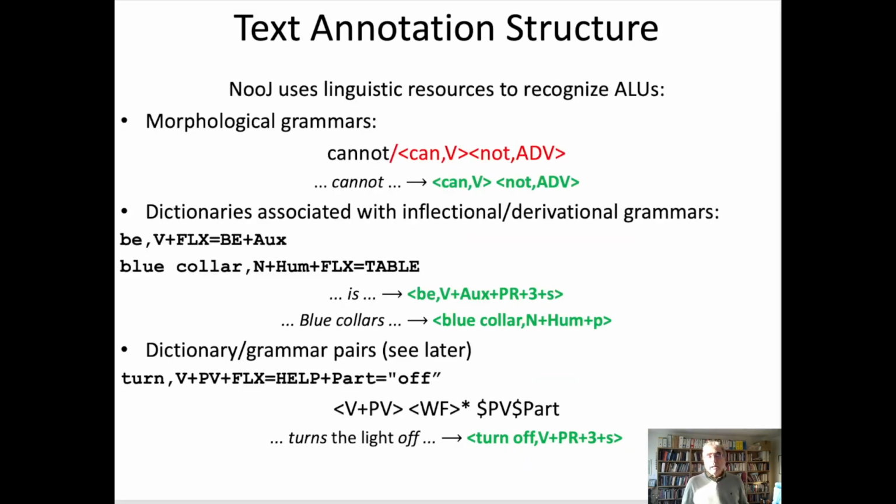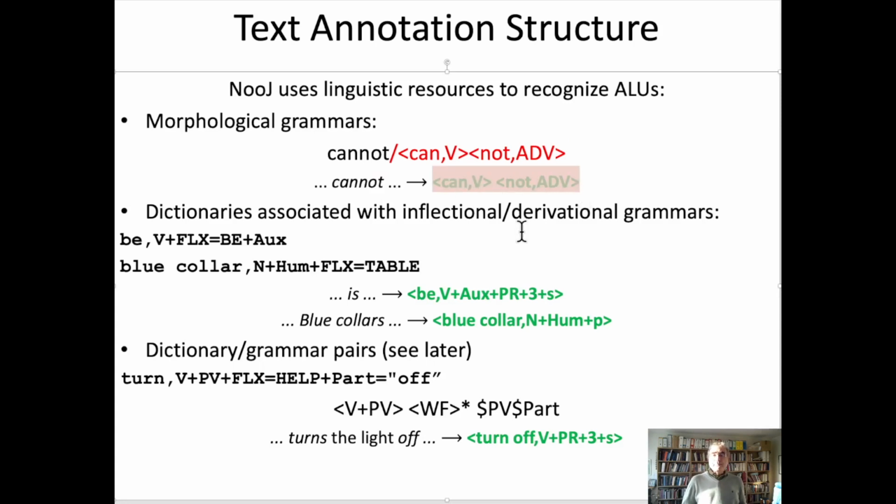So how does NooJ do that? Of course, it uses linguistic resources. Typically to recognize an atomic linguistic unit, it will use morphological grammars, for example, to split the word form into several atomic linguistic units. So for cannot, if NooJ has access to a grammar that says, if you recognize cannot, you produce these two annotations, well, in a text, if there is the word form cannot, it will produce the corresponding annotations.